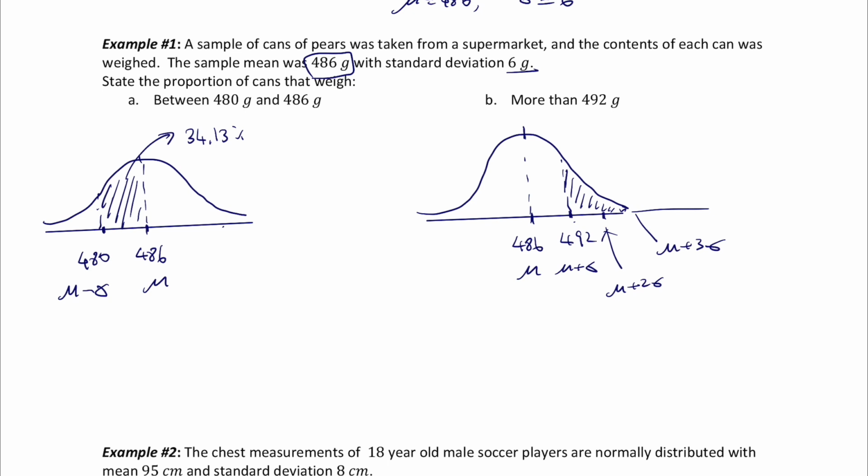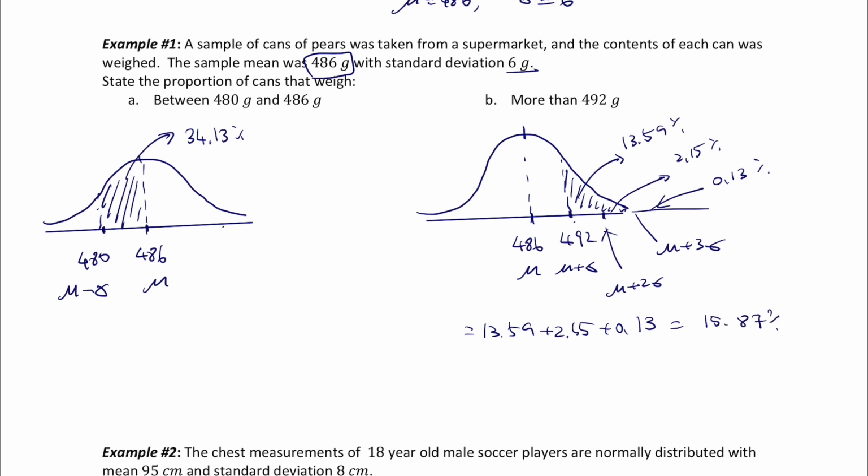So we have to consider parts where the area between 1 standard deviation and 2 standard deviations is 13.59%. Here will be 2.15%, and then here will be 0.13%. So the total percentage is 13.59 plus 2.15 plus 0.13, so it's about 15.87%.